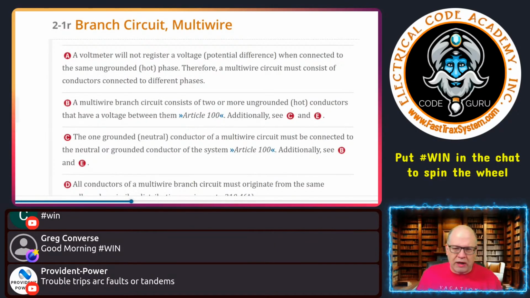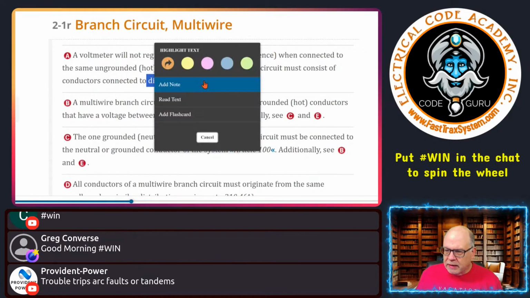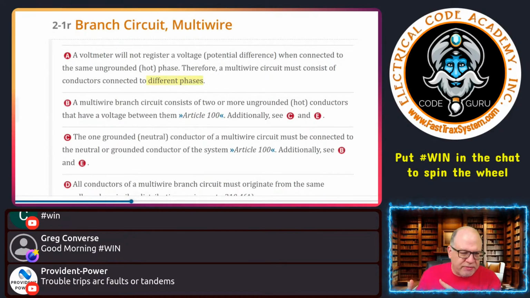So number A, we have our call out first, and we're talking multi-wire branch circuits. A voltmeter will not register a voltage potential difference when connected to the same ungrounded hot conductor. Therefore, a multi-wire circuit must consist of conductors connected to different phases, right? Now, I don't like this wording here, because this implies that this is only for 3-phase setups, because a single phase is not multi-phases or different phases. It's just one phase, right? So single phase is one phase.